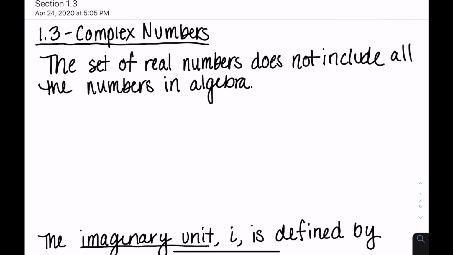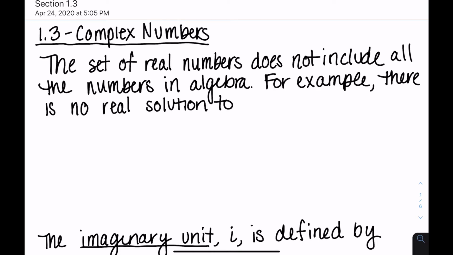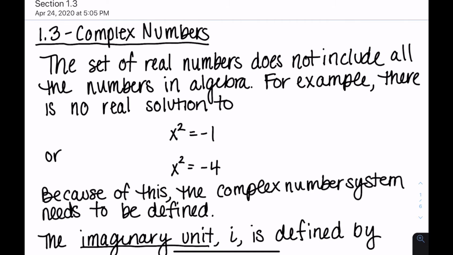So we're going to go through section 1.3, which is about complex numbers. Right now, the set of real numbers doesn't include all the actual numbers that we need to use in algebra. For example, you won't have a real solution to x squared equaling -1 or x squared equaling -4. So pretty much you can't take a real number, times it by itself, and get something negative. Because of this, we've got to define the complex number system.